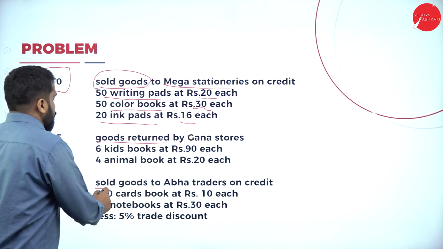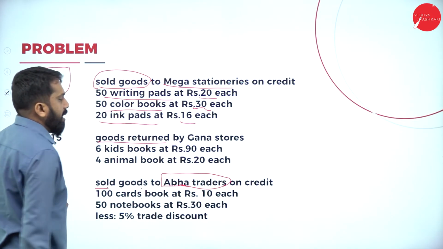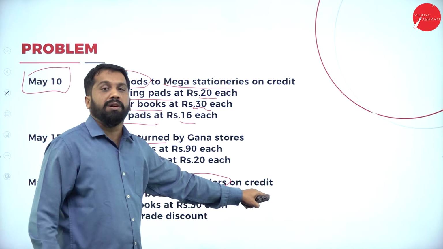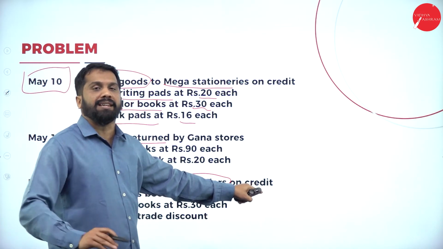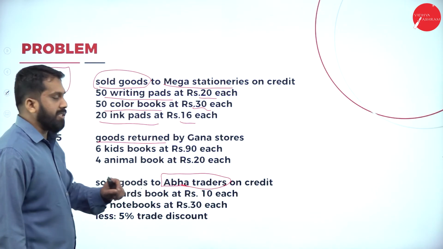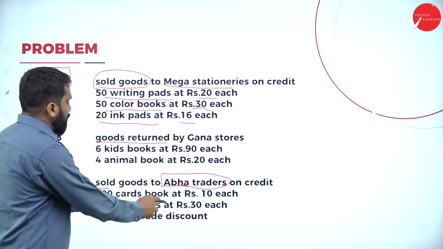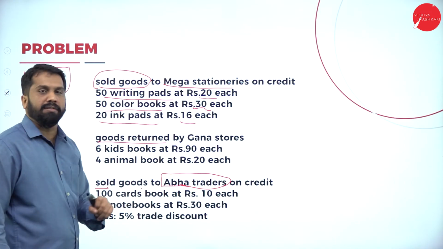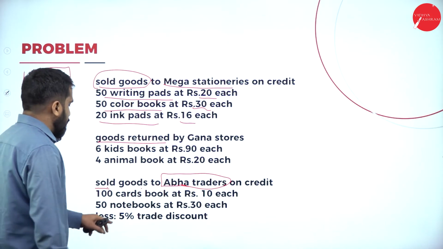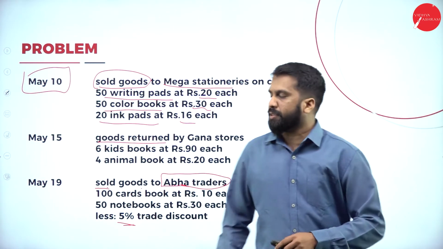Now, sold goods to Abba Traders on credit. If it is on cash, what will we do? We will ignore it. We don't consider it. Now, 100 card books at rupees 10, 100 into 10. 50 notebooks at 30, 50 into 30. Multiply and whatever answer you get, from that you have to minus 5% trade discount. I'll go to that question.